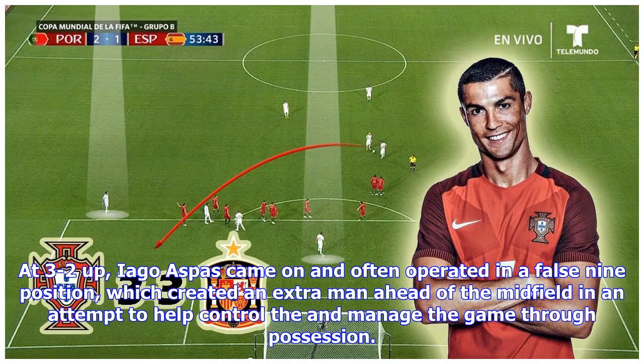At 3-2 up, Iago Aspas came on and often operated in a false nine position, which created an extra man ahead of the midfield in an attempt to help control and manage the game through possession.